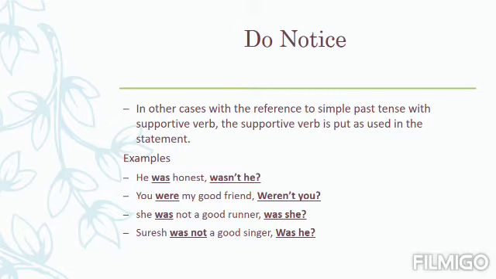Look at the next example, you were my good friends. Here the supportive verb were has been used. First of all, put were, then the statement is positive, its question tag will become negative. So not, were not, its short form is weren't, subject is you, so the question tag will become weren't you. Look at the next example, that is she was not a good runner. This statement is negative, its question tag will become positive. So first of all, put was, then the subject she. Thus the question tag will become was she.